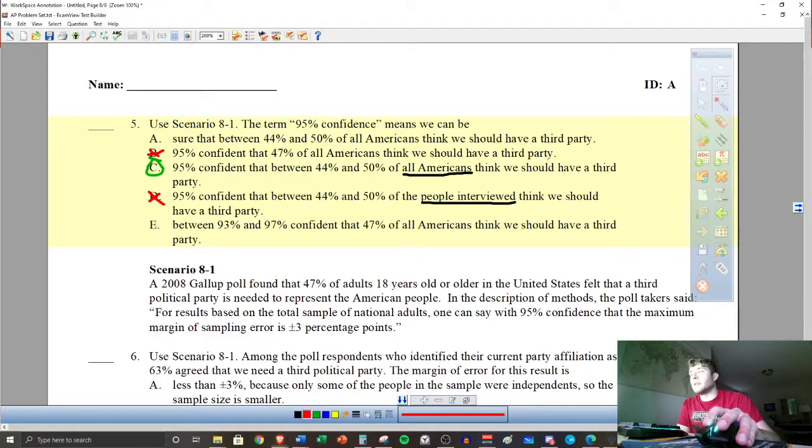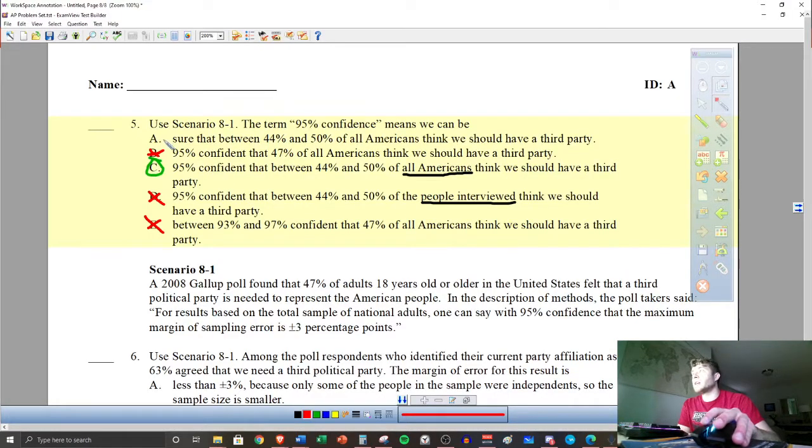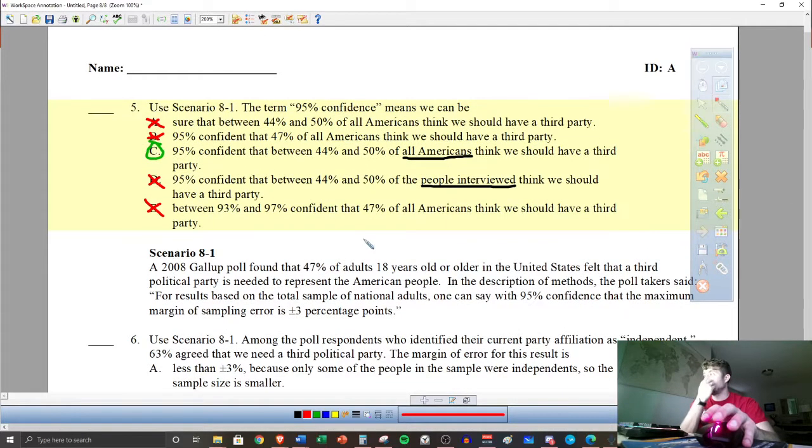Let's go back to the problem here. So this isn't it. And then the difference between A and C, they are kind of saying the same thing. They both say all Americans, right? But we don't use the term when we're going with our interval here. We are C% confident that the interval from here to here. So we always need to include, when we're doing our interpretation, that actual confidence level. So that's why C is the best choice on there.